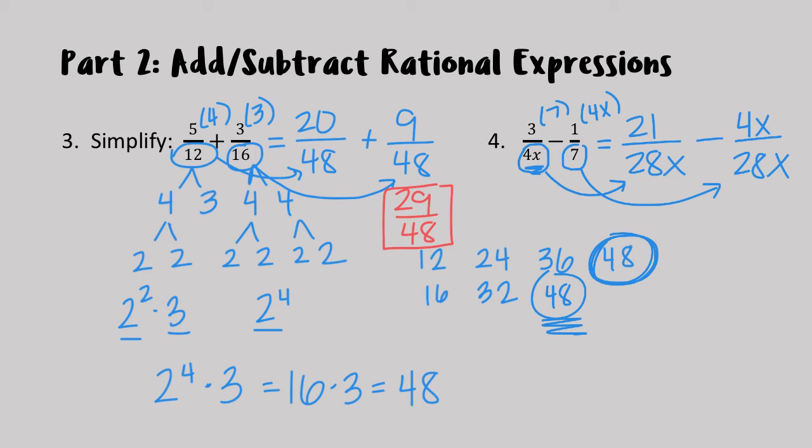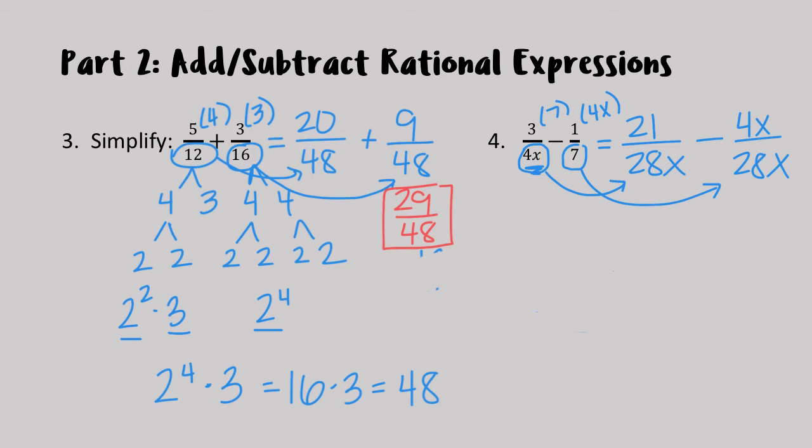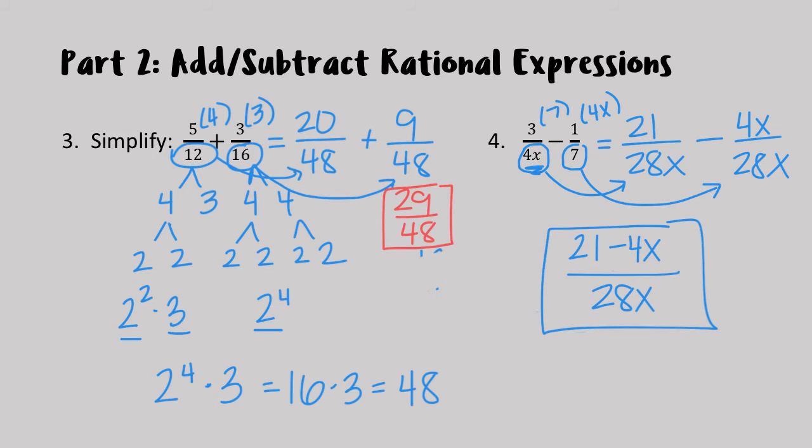Now these have common denominators, and I can add them together. I just add the numerators together, and I leave the denominator the same. The numerators aren't like terms, so I just have to write it as 21 minus 4x, and then 28x in the denominator. I cannot factor 21 minus 4x, so there's nothing that I can even try to simplify. It's just 21 minus 4x over 28x. We're going to keep going and try a couple more where we're trying to rewrite the denominators so that they're the same.